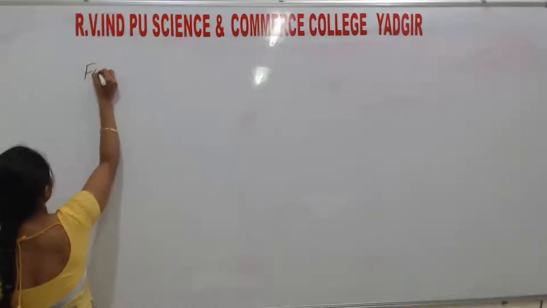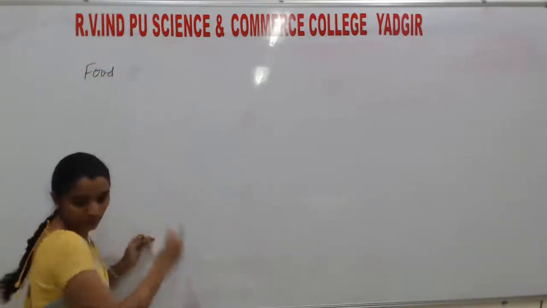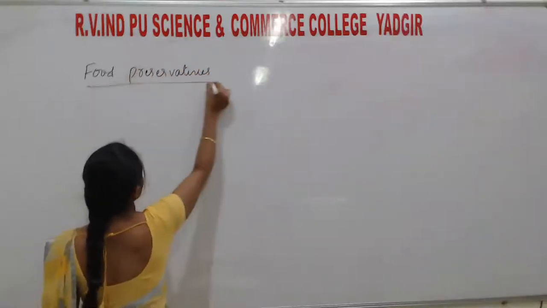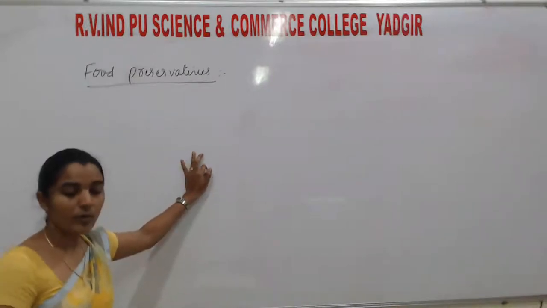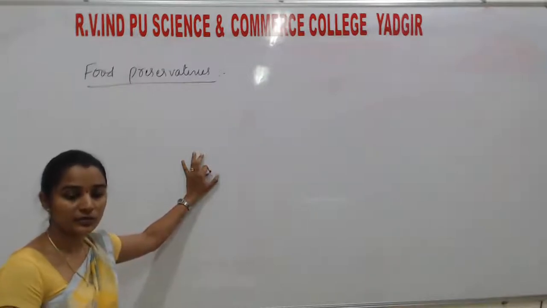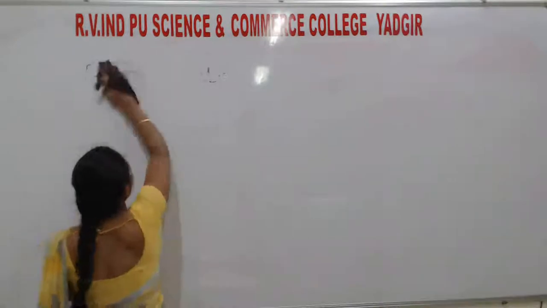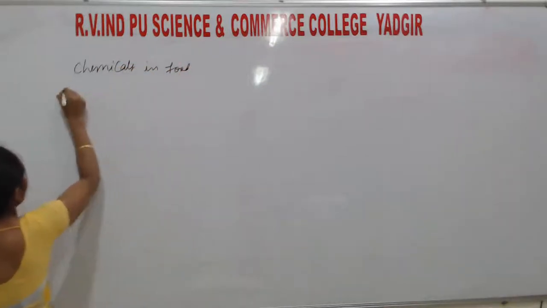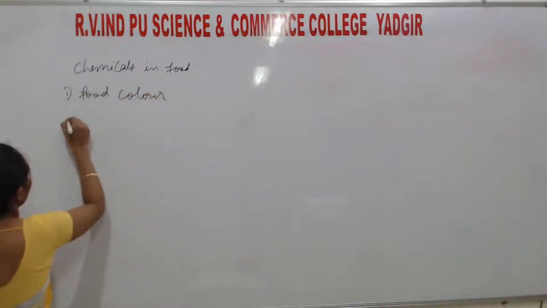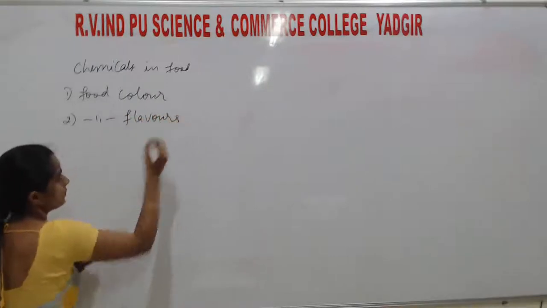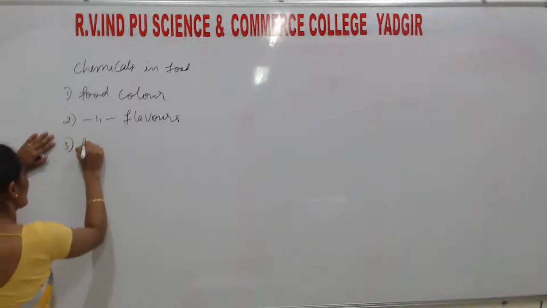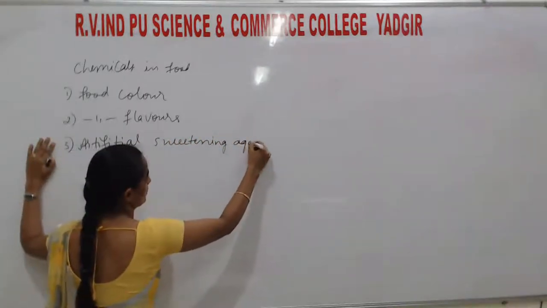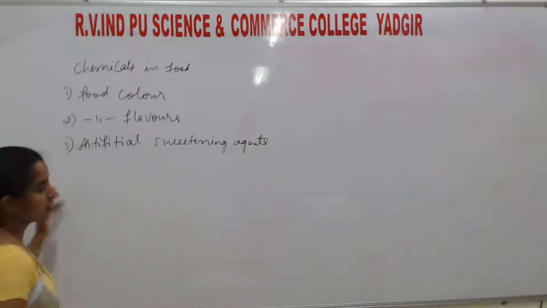Chemicals in food. Food preservatives. Students, the chemicals in our food include food colors, food flavors, and artificial sweetening agents.